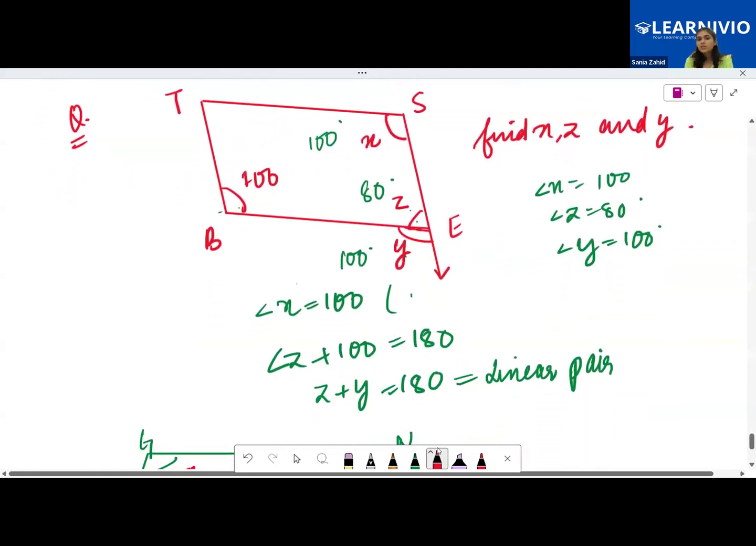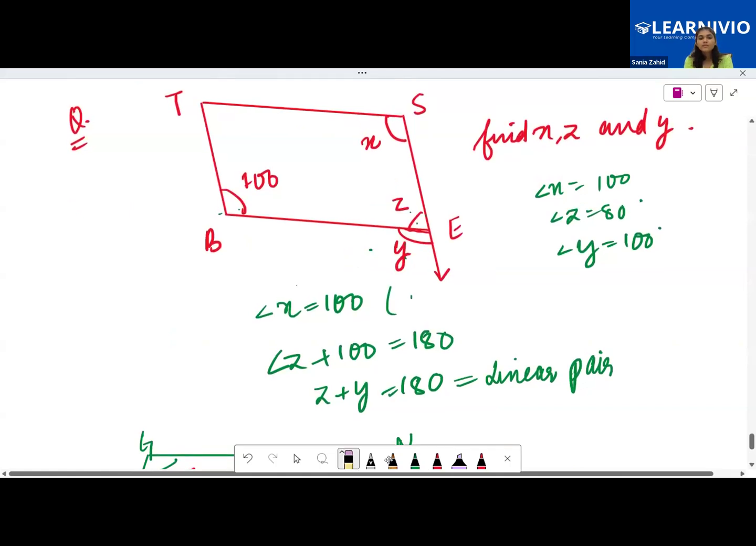Then we did one question. This was given to you. 100 was given, and X, Z, and Y you had to find. You have B is 100, then what will X be? X will be equal to 100 only, because they're opposite angles. Then you have Z. 100 plus Z will be equal to 180. So if 100 is given, Z will be equal to 80 degree.